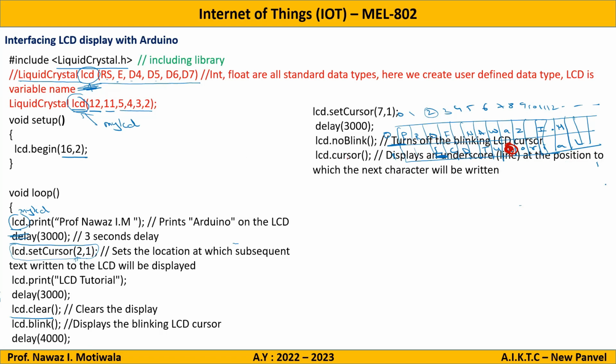Now, if I write lcd.cursor, it will put a cursor here at this position. That's it. Then after a delay, lcd.noCursor. It will remove this cursor also. lcd.clear, again it will clear the display.